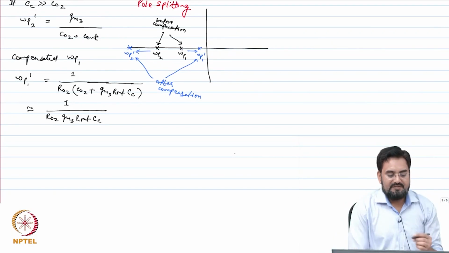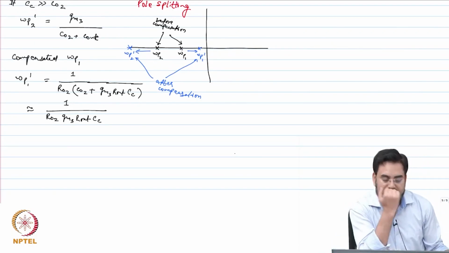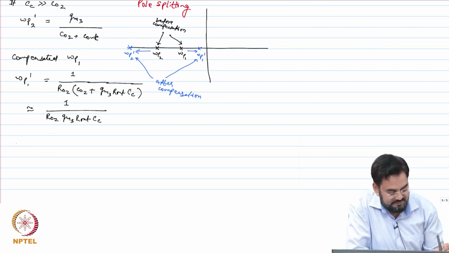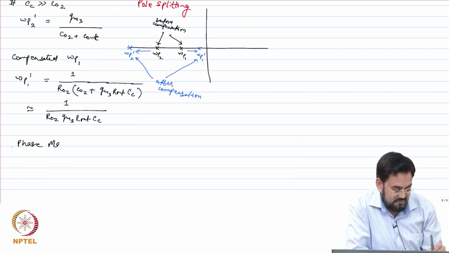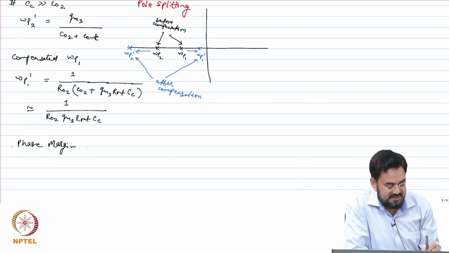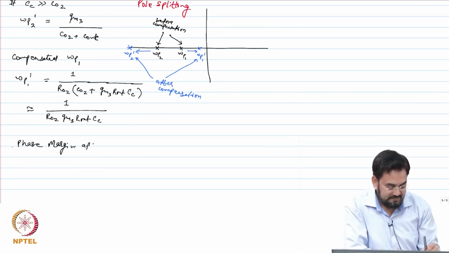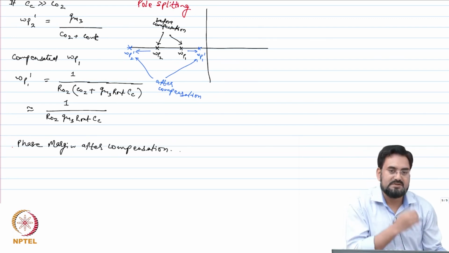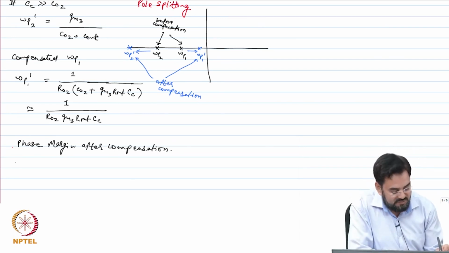Okay, so now if I consider the right half plane 0, then what should be my phase margin? What is the phase margin after compensation? So what is UGB?